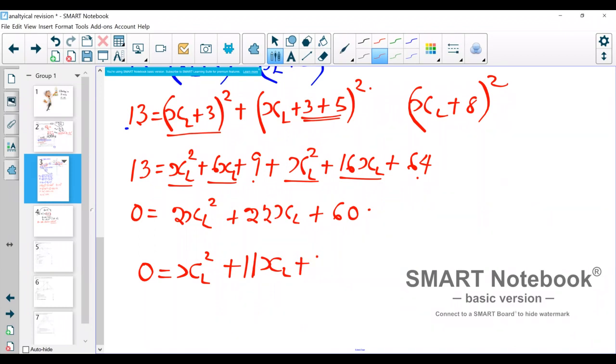Plus 30. Now we're looking for factors. What are the factors of 30? I see 5 times 6, which works well for me because it will give me 11. I'm sure everybody can factorize. So what we have? XL plus 5.